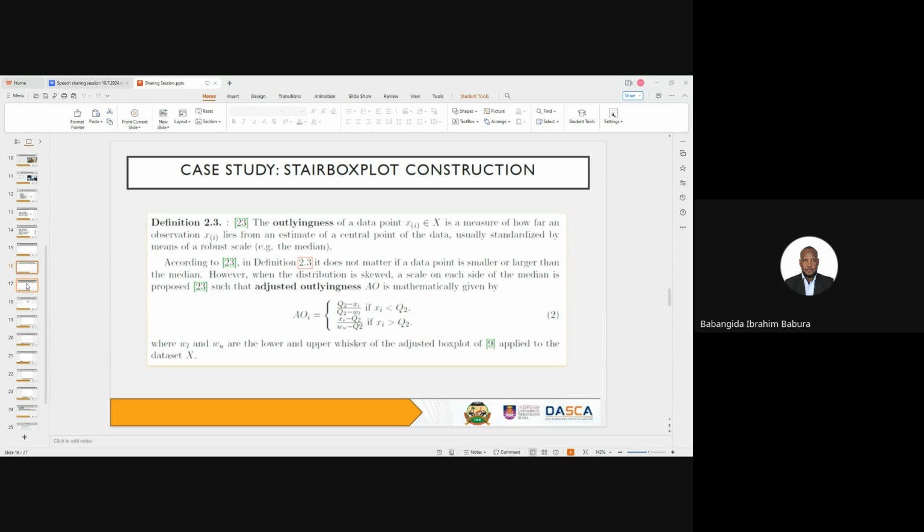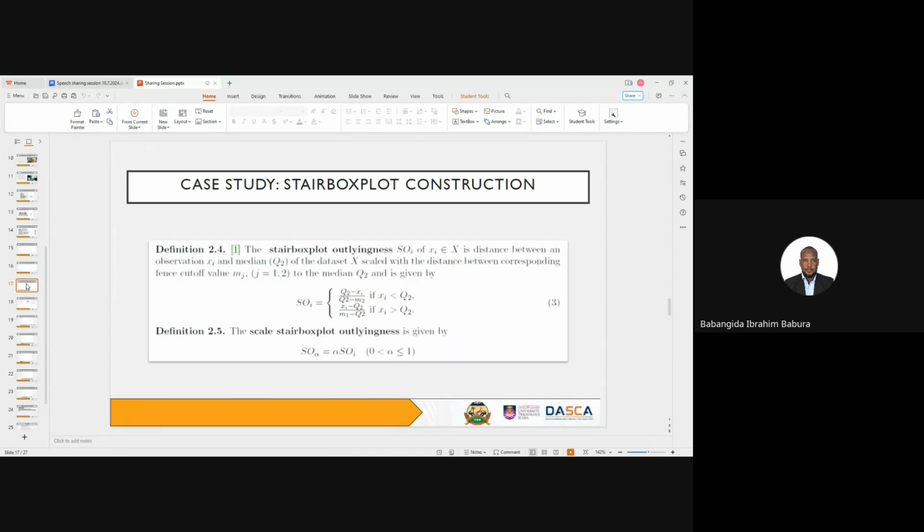Then we also have another definition. That is definition 2.3. Are you actually on that slide? I think it's the next immediate slide. Can you move? This is where I'm at.